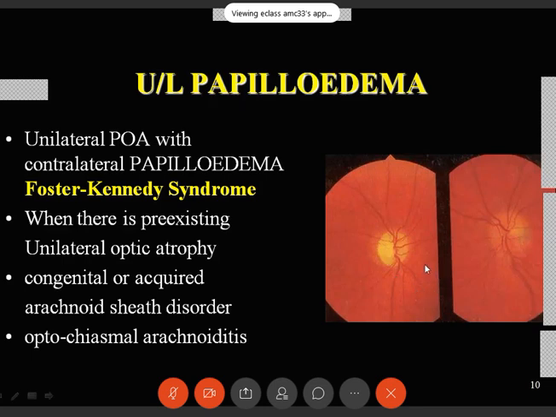Congenital or acquired optic nerve sheath disorders, such as optic nerve arachnoiditis, can also cause this. With unilateral optic atrophy in one eye, papilledema, disc edema, cannot be established in that eye, so papilledema is established in the other eye. This is unilateral papilledema, which may be seen in Foster-Kennedy syndrome.